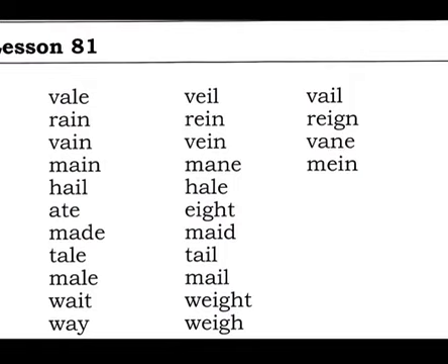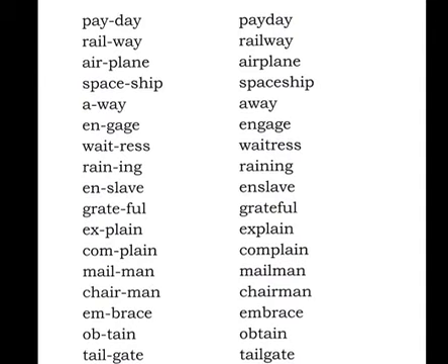Now, in lesson 82, we can make a whole bunch of two-syllable words using just the long A spellings. For example, such words as payday, railway, spaceship, engage, waitress, mailman, embrace, obtain, tailgate, playmate, etc. And of course, you can make up all kinds of sentences that you like.